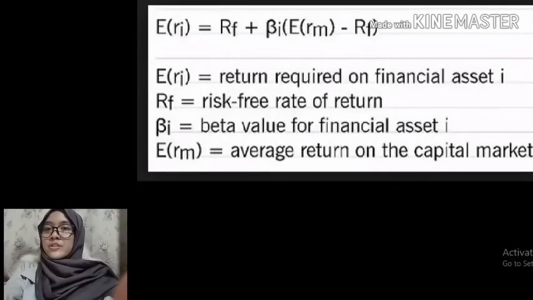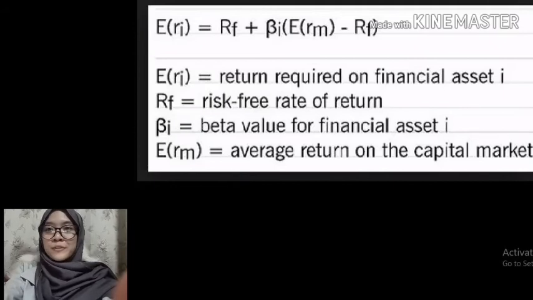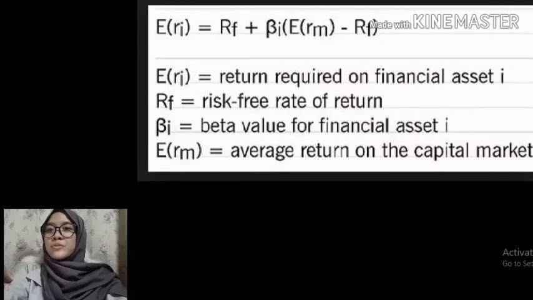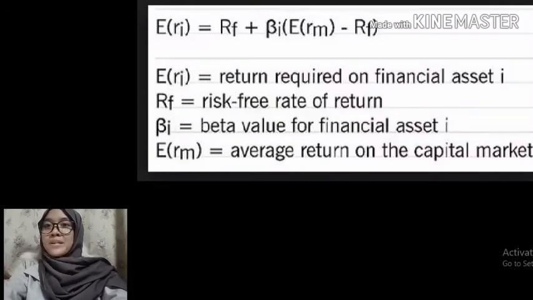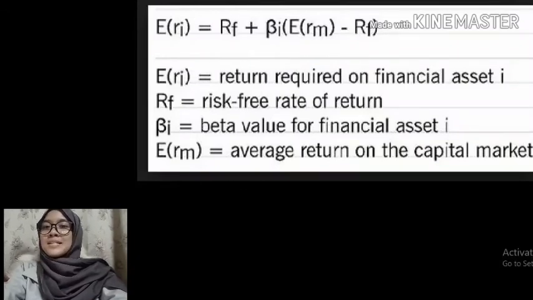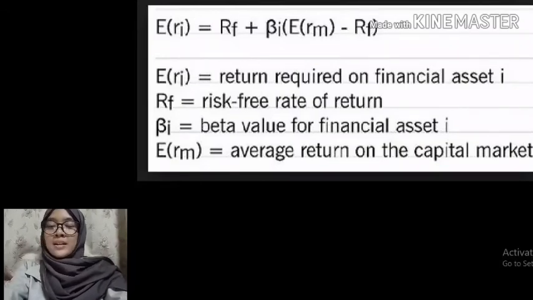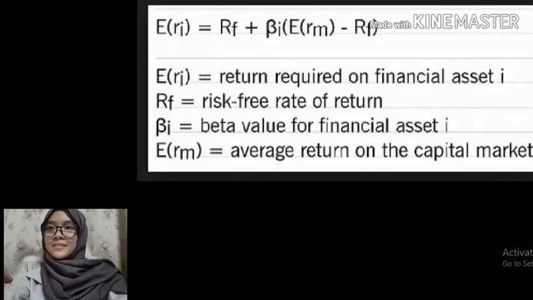Well, in this section, we would like to solve the case using the beta coefficient, non-diversifiable risk, and the capital asset pricing model formula. And the formula is Ri equals Rf plus beta i times (Rm minus Rf), where Ri is the required return on the asset, Rf is the risk-free rate of return, beta i is the beta coefficient, and Rm is the market return.